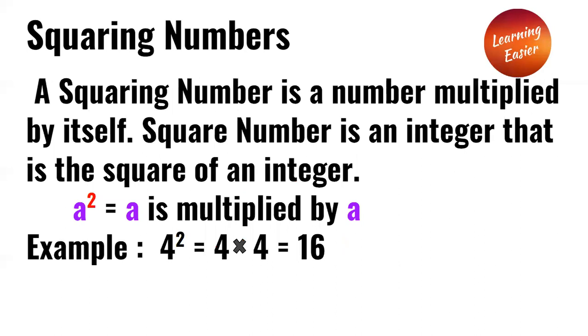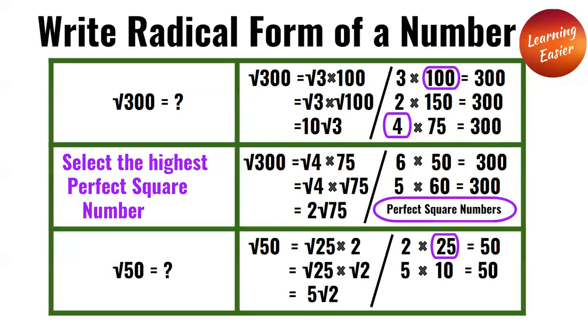Squaring numbers. A squaring number is a number multiplied by itself. A square number is an integer that is the square of an integer. A squared is equal to a multiplied by a. Example, 4 squared is equal to 4 times 4, which is equal to 16. Write the radical form of a number.